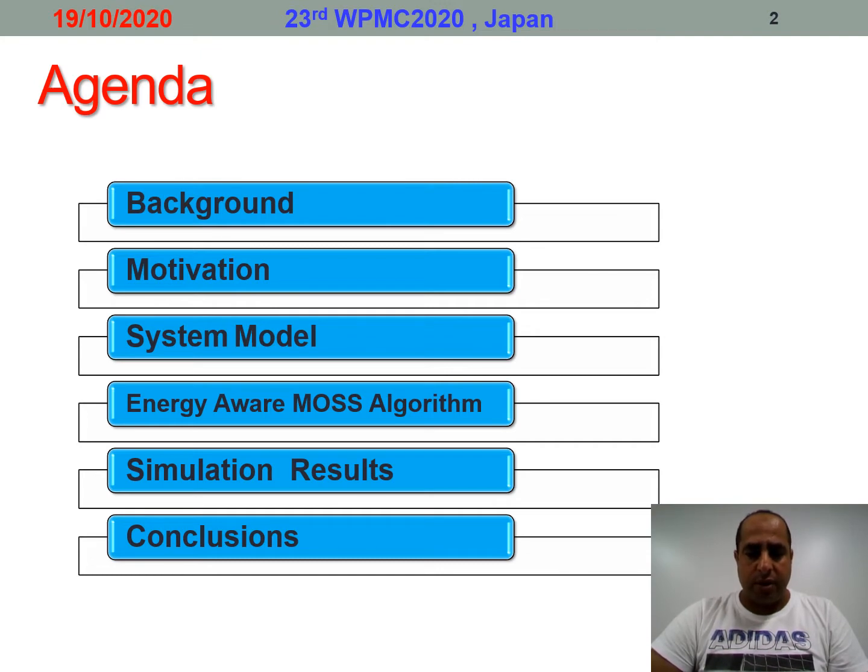Afterwards, we will have simulation results of the proposed algorithm against conventional and random selection approaches in terms of average throughput, energy efficiency, and network lifetime. Finally, we conclude our paper.